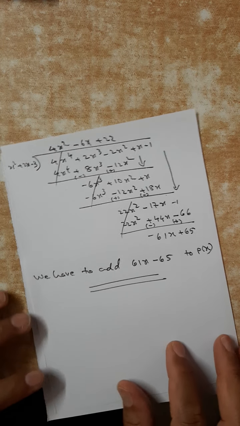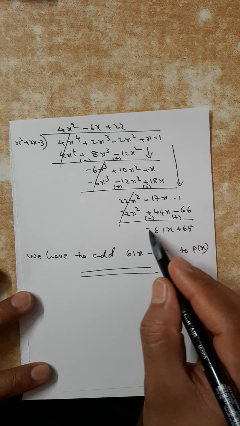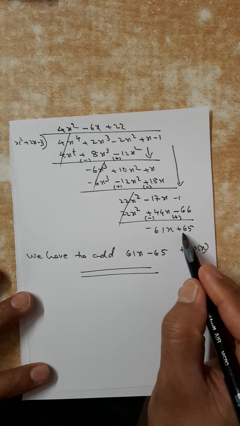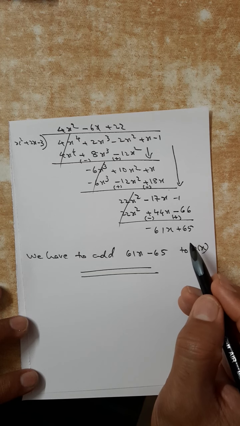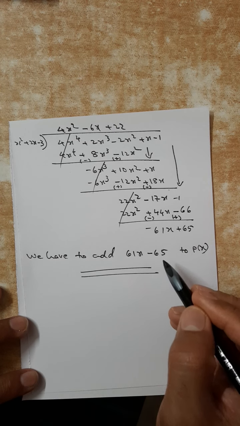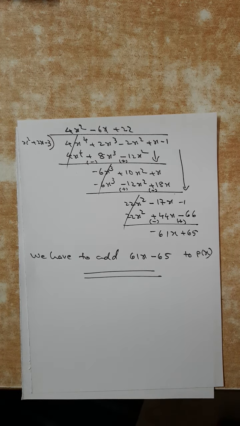If the question is what should be subtracted, then we can say the same thing. We have to subtract minus 61x plus 65 from p of x, so that the remainder is 0 and it is divisible. But if the question is what should be added, then change the sign and do the addition.